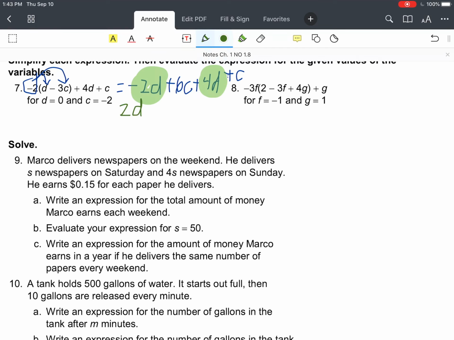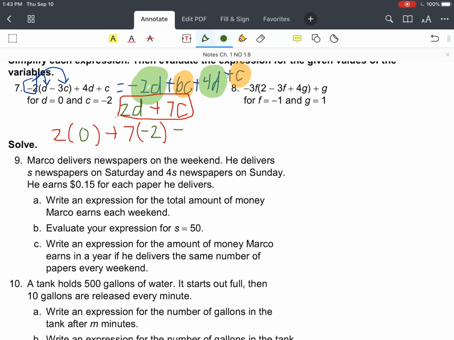And then I have a 6c and a c. Those are my like terms. So I can combine those. 6c and c is 7c. So that's my simplified version. Now I just got to substitute in 0 for d and -2 in for c. So I'm going to do 2 parenthesis plus 7 parenthesis. Again, that's how I like to organize it. And I know for d, I'm going to put in 0, and for c, I'm going to put in -2.